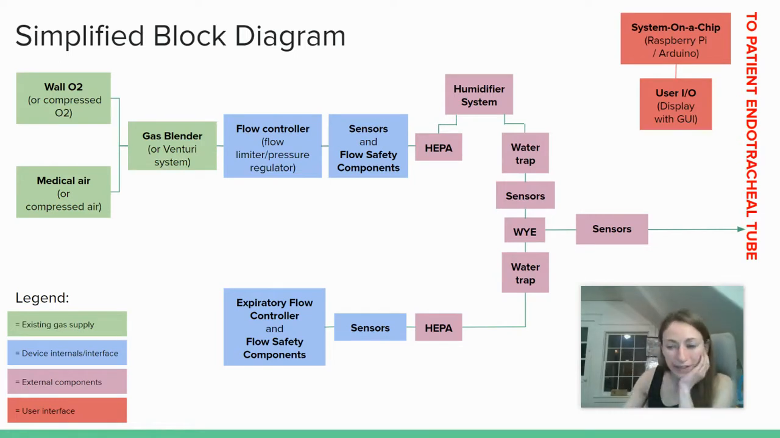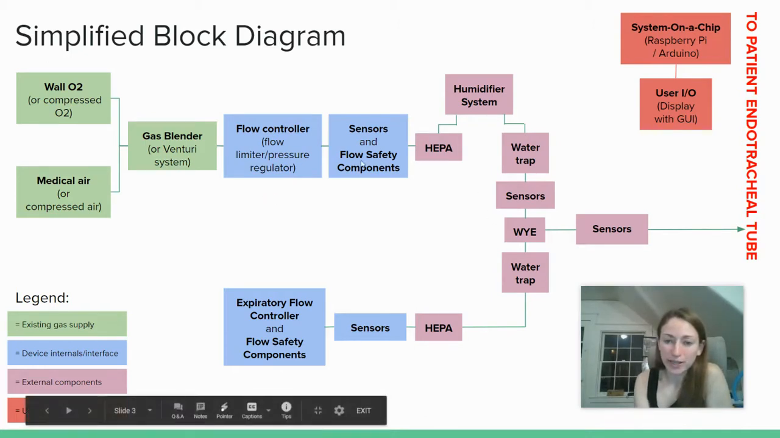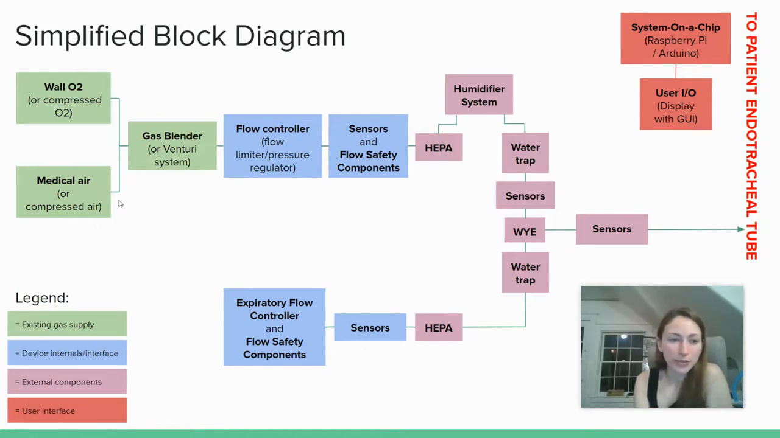As always, I have to bring up the simplified block diagram. I won't go into it in any detail, but I think it will help orient us as we encounter new designs to understand where we're working within this circuit, right? So for any given design, we'll be able to immediately try to identify the wall O2 and medical air inputs, or maybe the inputs from the external side of a gas blender.